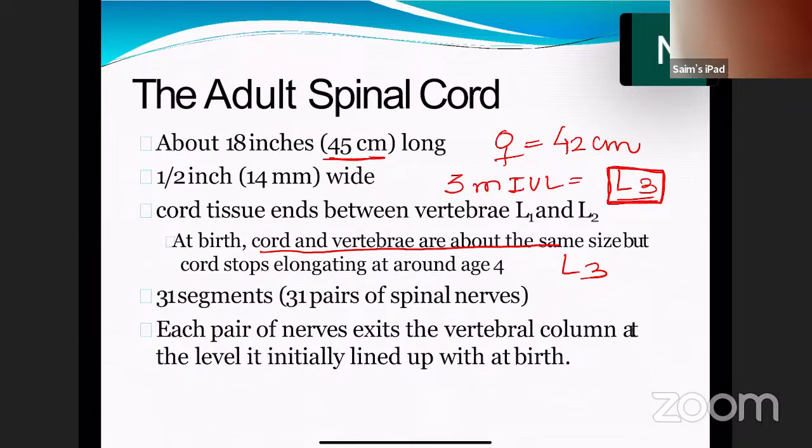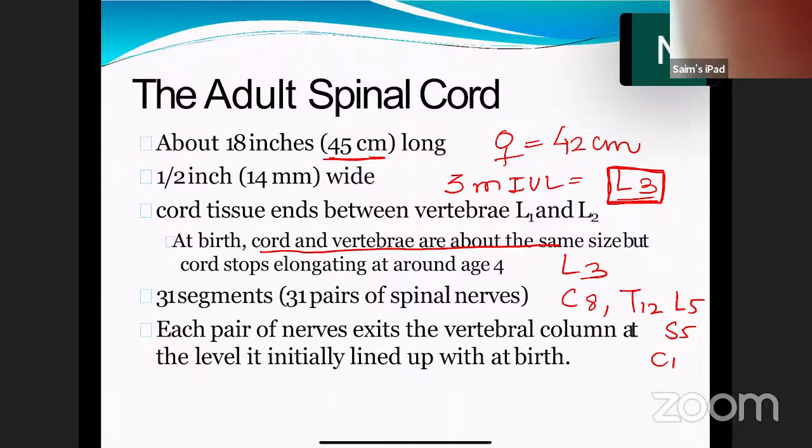Now, with this spinal cord, we have a connected system of spinal nerves, and you already know that there are 31 pairs of spinal nerves, out of which we have 8 cervical spinal nerves, then 12 thoracic, then 5 lumbar, then 5 sacral, and then one coccygeal. So these are the pairs of the spinal nerves. And each pair of the spinal nerves exits the vertebral column at the level at which it is initially lying.